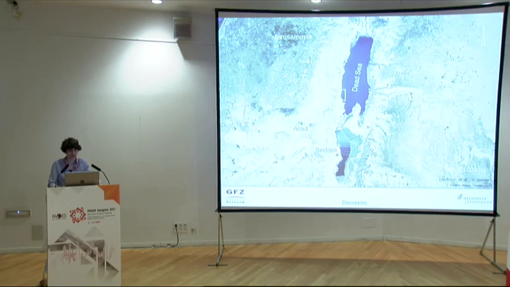Then we had a look at modern data. I hope you can see it. So we looked at four stations: Sedom, Arad, Beersheba, and Jerusalem. And these stations have a gradient in the annual rainfall from Sedom to Jerusalem. This is a table again showing our four stations.